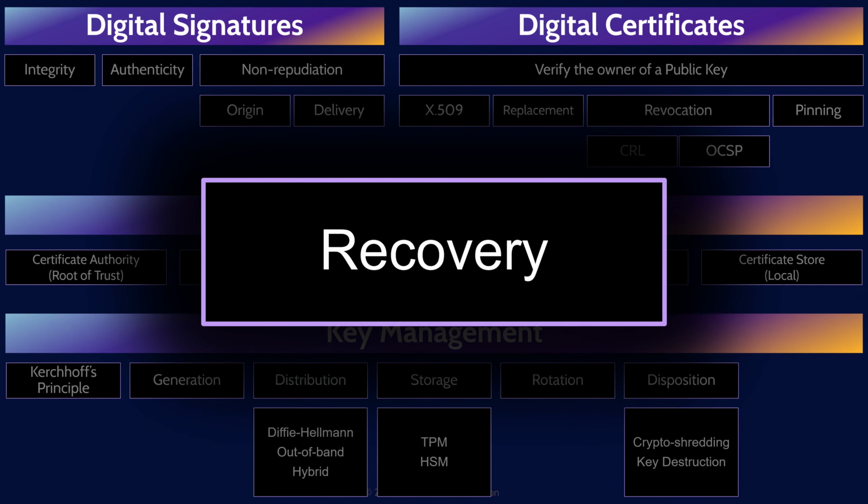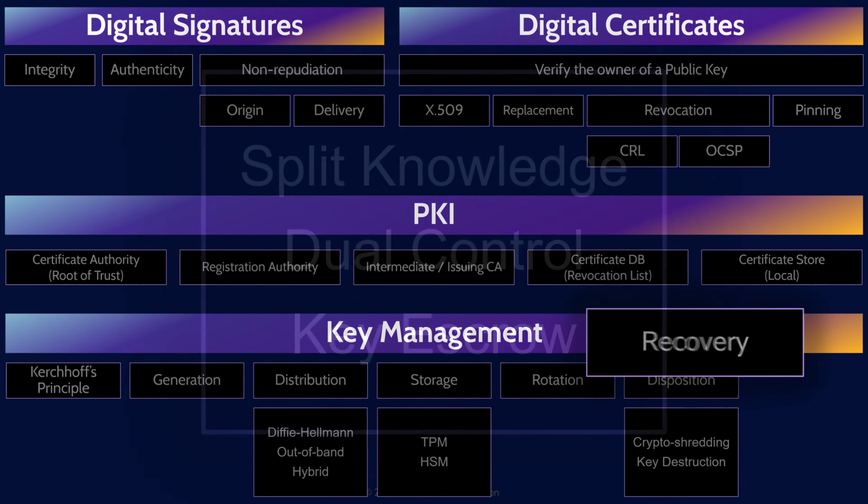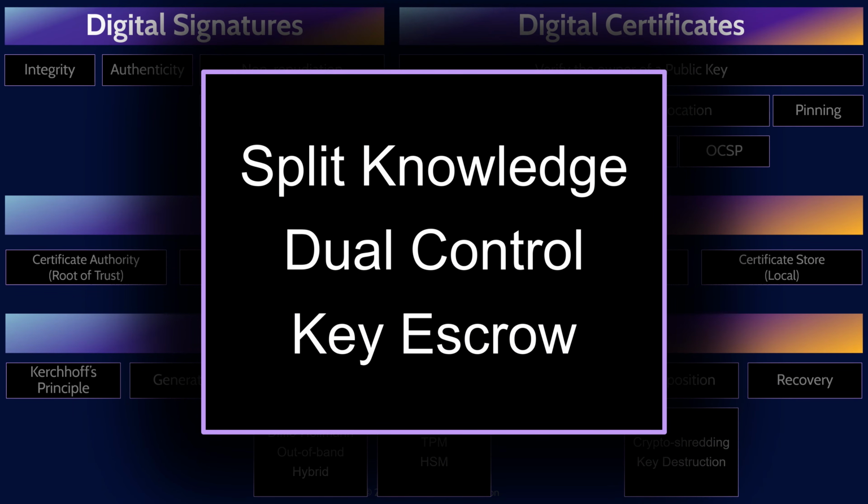Sometimes we may need to recover a lost key, and there are a few different ways we can recover keys. Split knowledge. Split the knowledge of the key up amongst 2 or more people. In order to recover the key, these folks need to get together and combine each of their bits of knowledge to recover the complete key. Dual control. 2 or more people need to perform some action to recover the key.